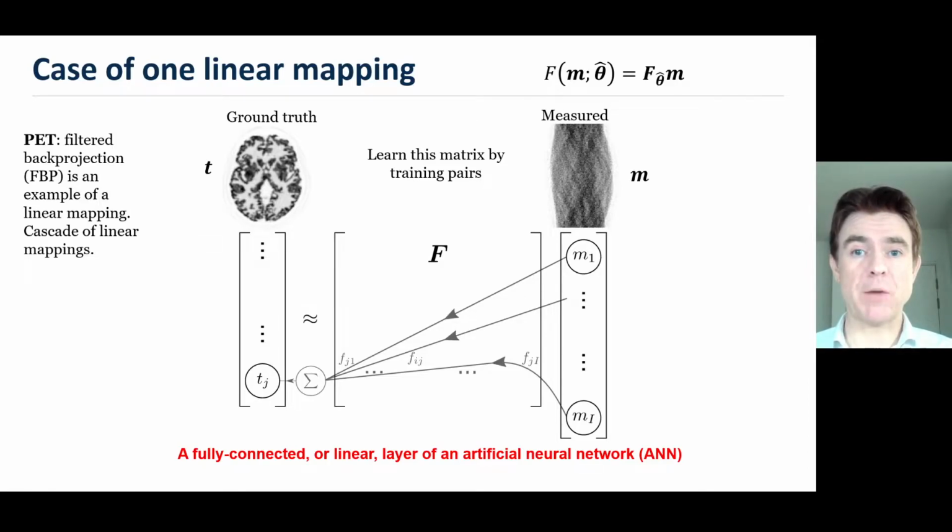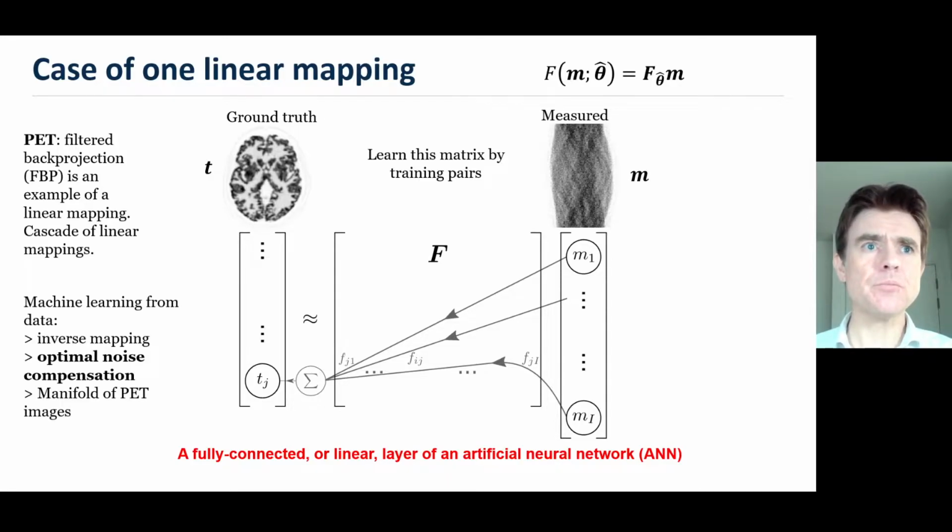We know that the filtered back projection algorithm is a purely linear operator, and so it stands to reason that a linear operator should exist that can take us from measured sinograms to an estimate of the ground truth radiotracer distribution. And in fact, as we'll see later on, filtered back projection is of course a cascade of linear mappings, and that's where we get the idea of depth, a sequence of processes that are being done in deep learning.